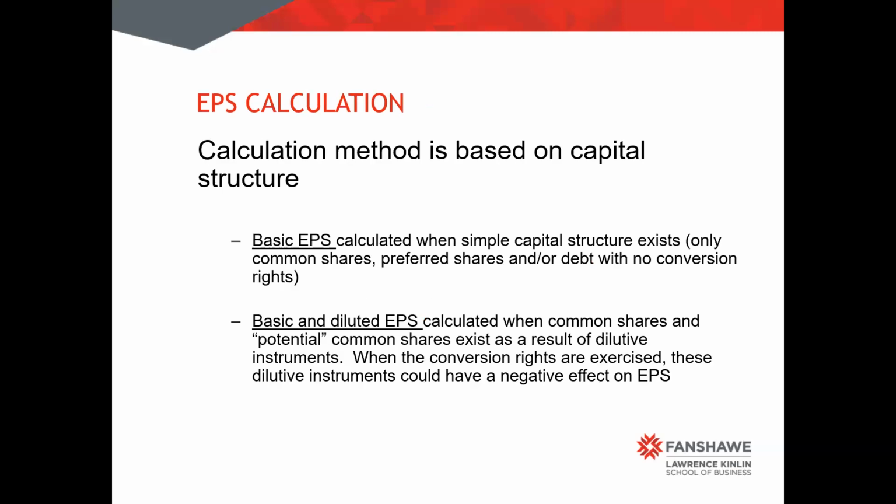For the calculations, basic looks at only a simple capital structure. There are only common shares, preferred shares, and/or debt with no conversion rate. So it's just simple, and that's your basic earnings per share calculation. Then you have to do basic and diluted when potential common shares exist. So again, convertible bonds, convertible preferred shares, options, etc. When those conversion rates are exercised, those instruments might have a negative effect on earnings per share. So they have to be considered and disclosed.